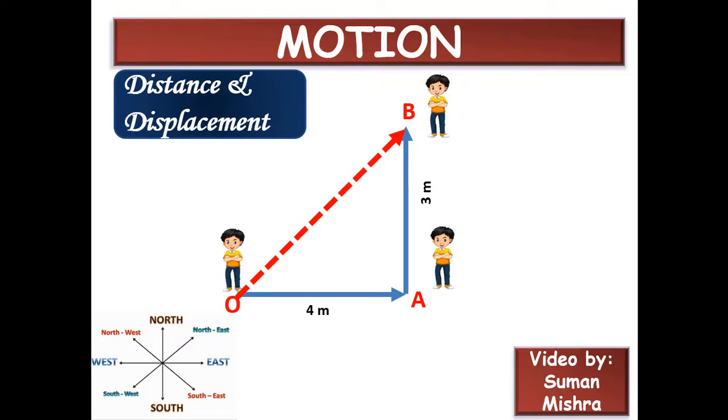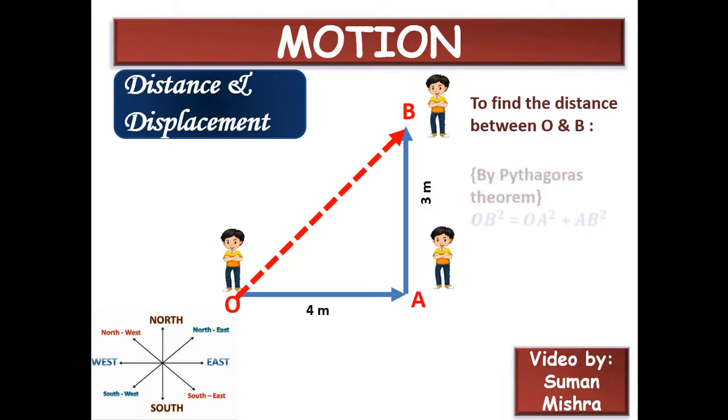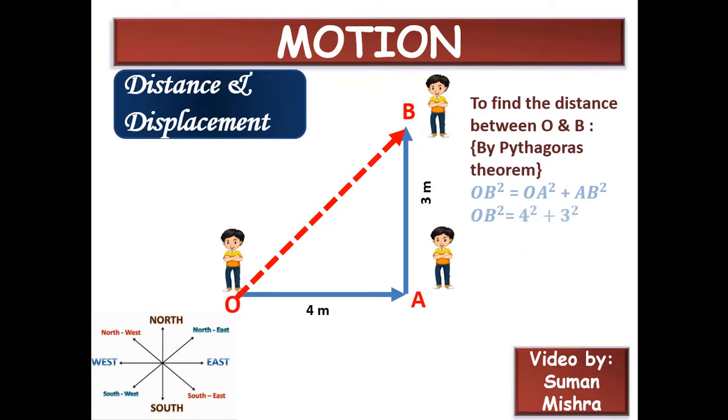Okay, direction. So if we want to calculate OB distance, how we will do? This triangle is a right angle triangle. Okay, so by Pythagoras theorem, OB square equals to OA square plus AB square. So OB square will be equals to 4 square plus 3 square. That will give us 25. So OB is 5 meters. And OB is the shortest distance between O and B. Okay, so this OB is 5 meter towards the northeast direction.